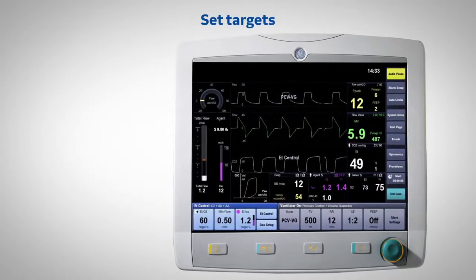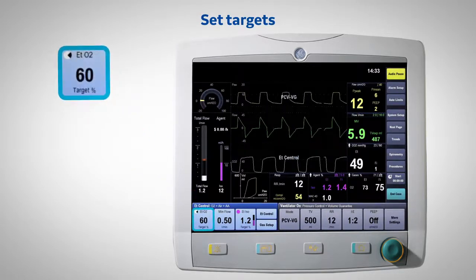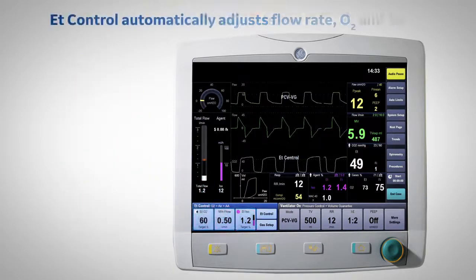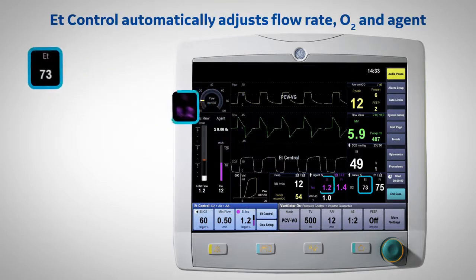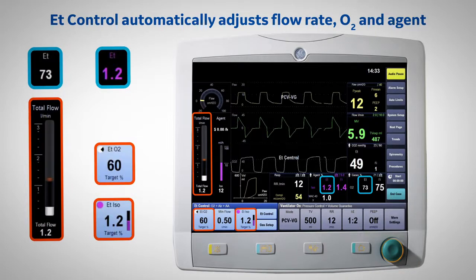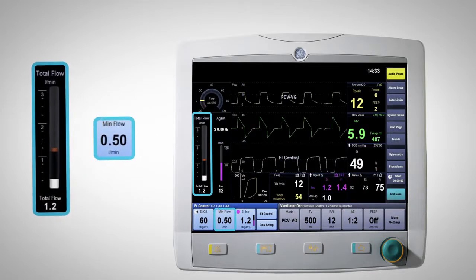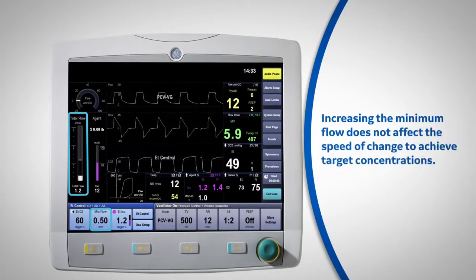Once end-tidal control is selected, the anesthesia provider will need to enter the target end-tidal oxygen, end-tidal anesthetic agent, and minimum flow setting. The system monitors end-tidal oxygen and end-tidal anesthetic agent values and adjusts the gas composition and total flow to maintain the set target values. The minimum flow setting safeguards the patient by maintaining at least the minimum set flow delivered to the patient. Increasing the minimum flow does not affect the speed of change to achieve target concentrations.